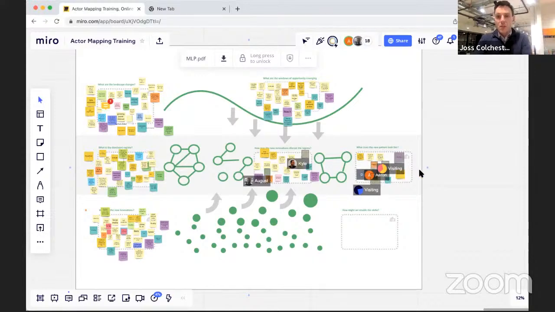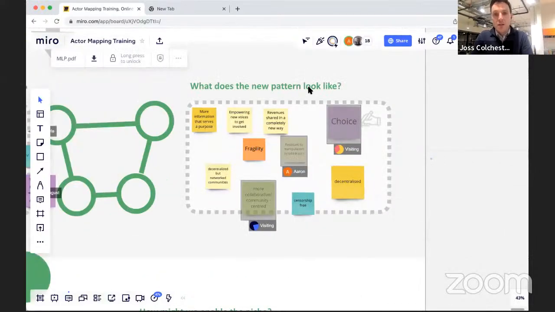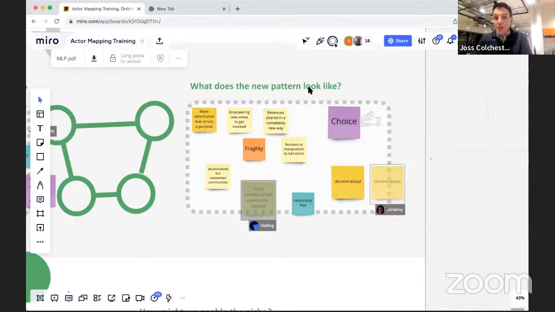Okay, we've reached the end of our time, so we'll wrap up there. These were just talking about the new pattern, what that might look like. Could empower new voices to get involved. Yeah, revenue shared in a completely new way. Decentralization, decentralized network communications, censorship-free, resistant to manipulation by bad actors, choice, and so on. The stuff around disinformation. Great, we're going to wrap up there.